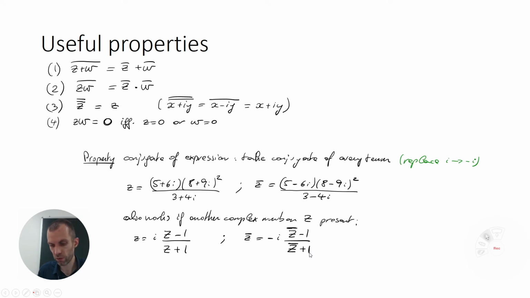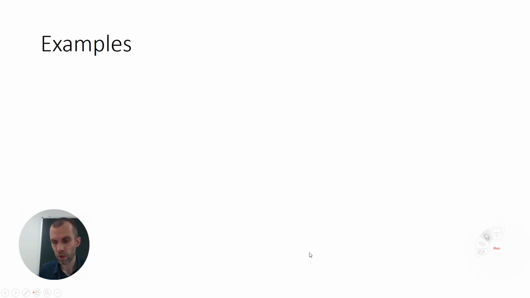And then last, to finish up, let's calculate a bit with some complex numbers. So for the first example, let's calculate z equal to (3 plus 5i) times (4 minus 2i).